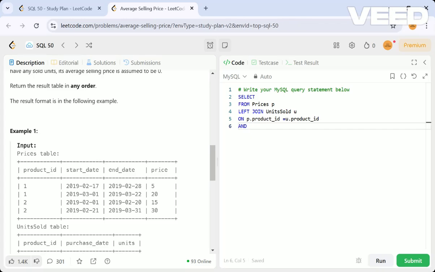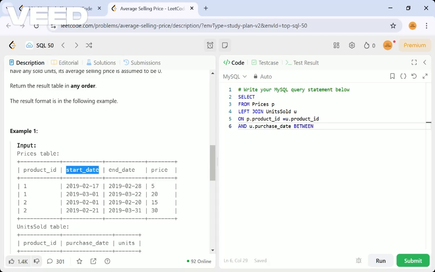So what we have to check is U dot purchase date, sorry. The sold purchase date should fall between start date and end date. These things are in which table? The prices table.